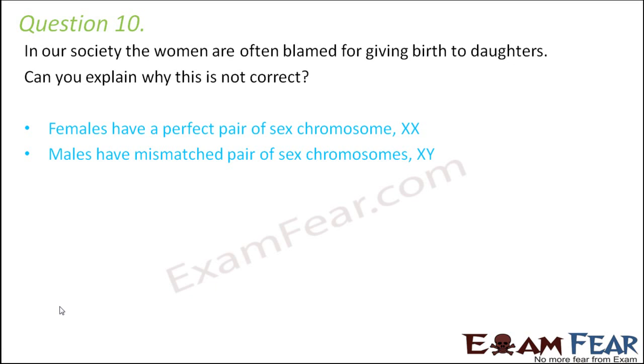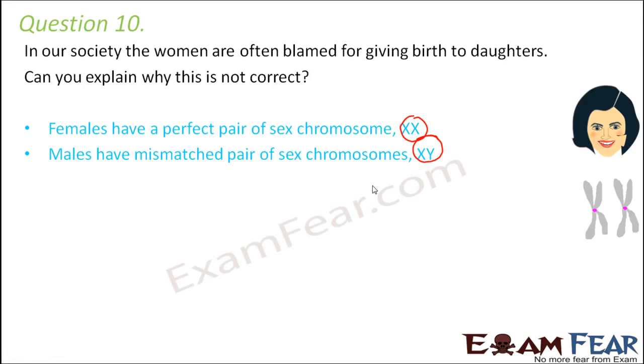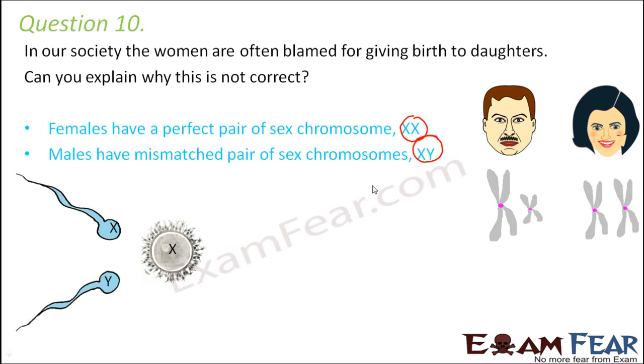Females always have a perfect pair of sex chromosomes, like XX, and the males have a mismatched pair, like XY. So the female will contribute the X and the male can contribute either the X or the Y. So the female egg will always have X, but the male can give X or Y. Now if X comes from the father, then X and X will combine to form XX, which is a girl. Similarly, if Y is contributed by the father, then X and Y will fuse together to form XY, which would be a boy. So the sex of the baby is actually decided by the father and not the mother.